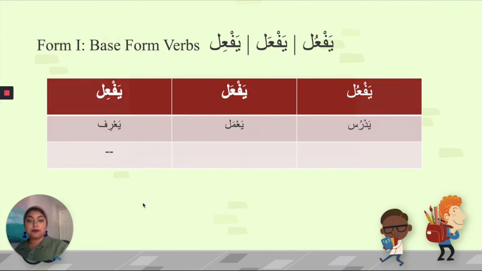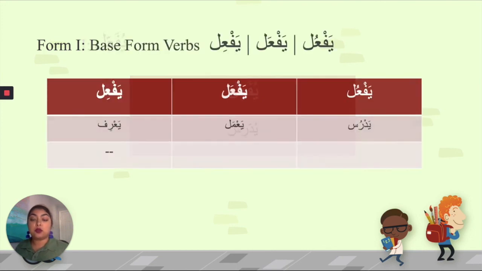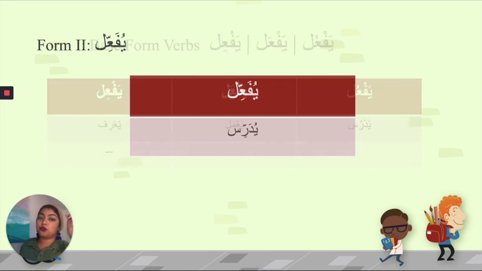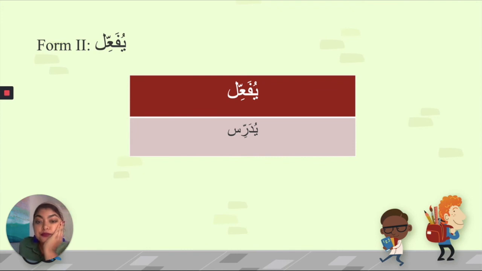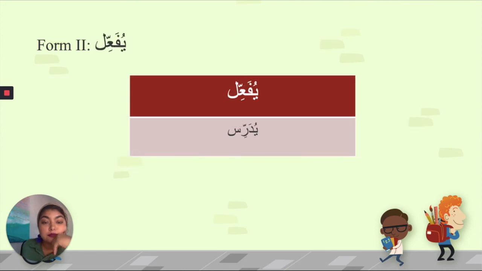Okay, let's look at form 2. Form 2, what happened in form 2? Yufa'il. What's the difference between form 1 and form 2? What did we add? Look at the 2. What did we add? Good. We added, here we have a dhamma on the ya. And the second root letter, the ayn, takes now a shadda with the kasra.